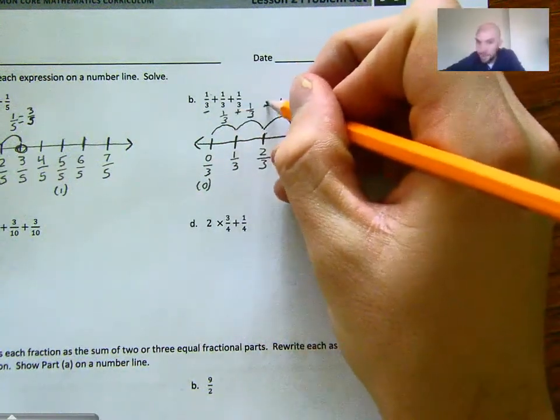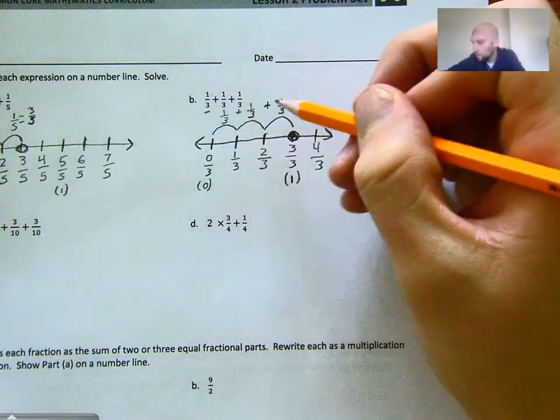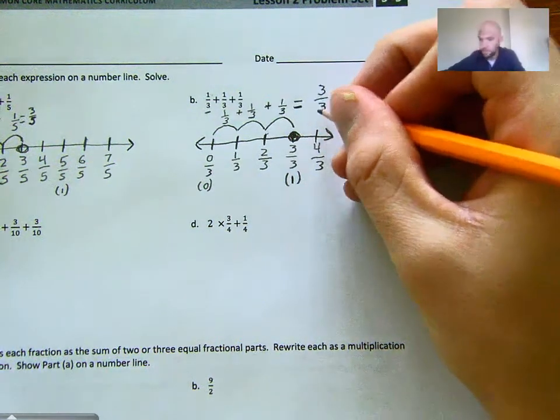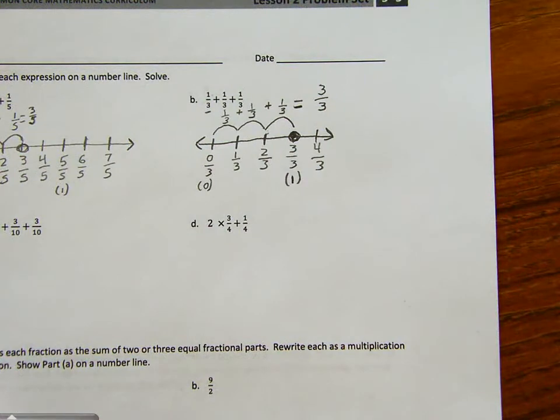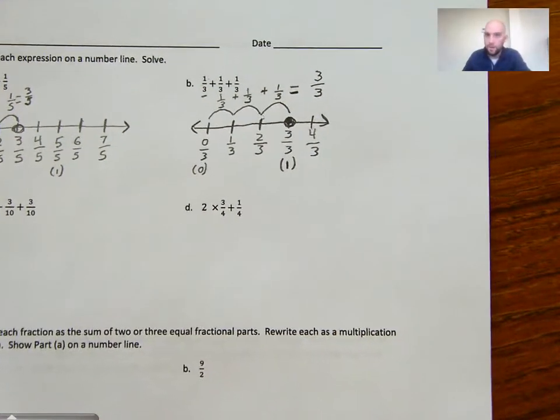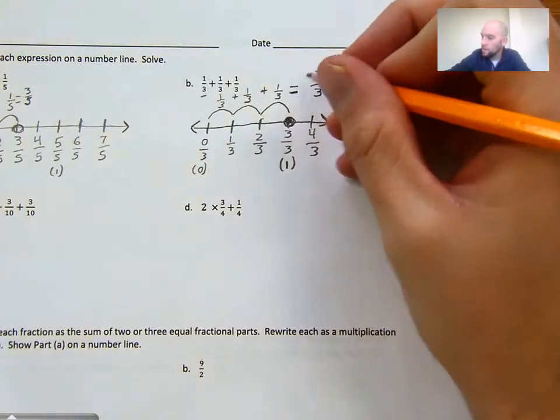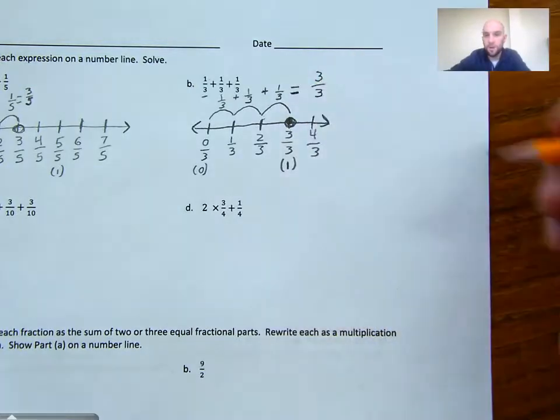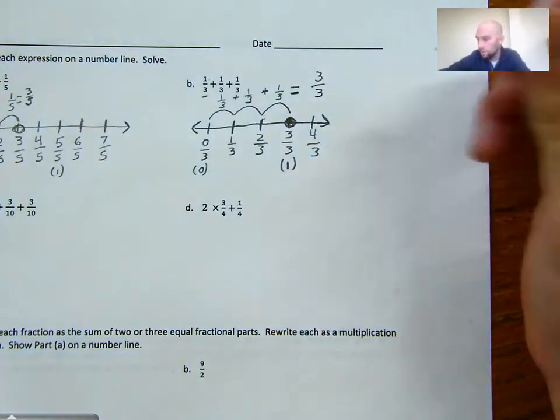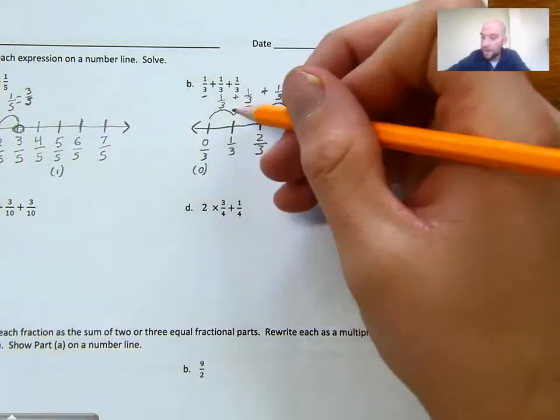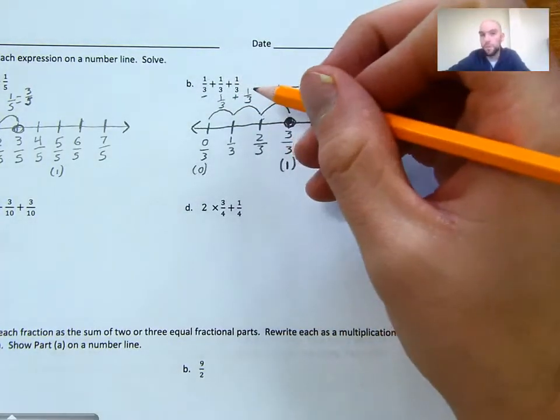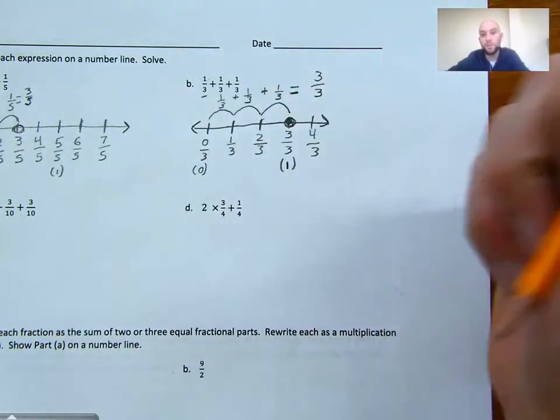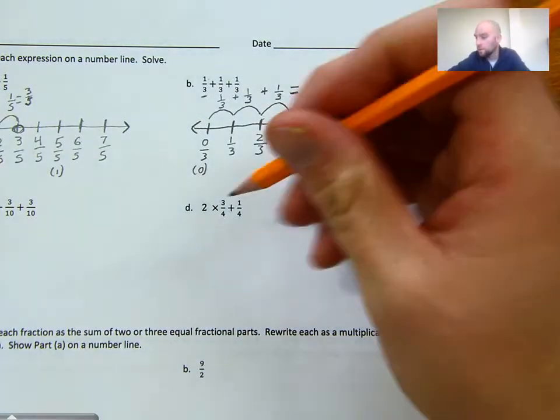So if we add all of these together, well, we have 1 plus 1 plus 1 is 3 thirds. Now, 1 third plus 1 third plus 1 third, we can also express as 3 times 1 third, because if we add 1 plus 1 plus 1, that would be 1 times 3. So we're going to see that down here.